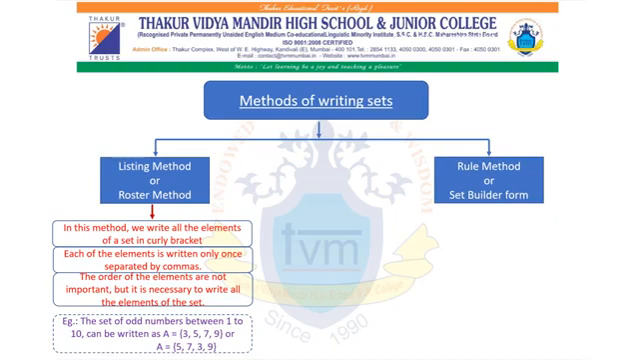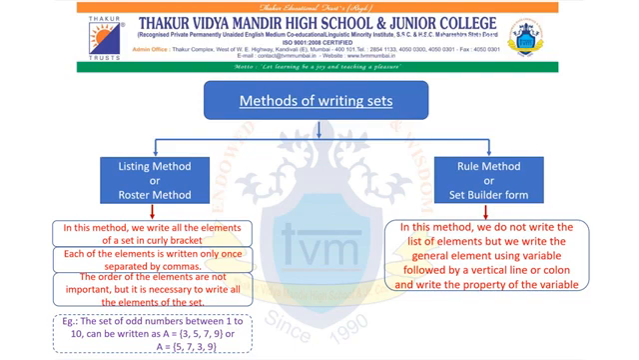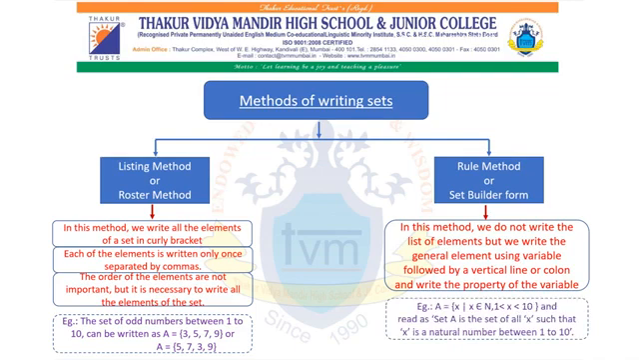Let us see rule method or set builder form. In this method, we do not write the list of the elements, but we write the general element using a variable followed by a vertical line or colon and with the property of the variable. For example, A equals, in curly brackets, x, vertical line, x, element of N, 1 less than x less than 10, which can be read as set A is a set of all x such that x is a natural number between 1 to 10.